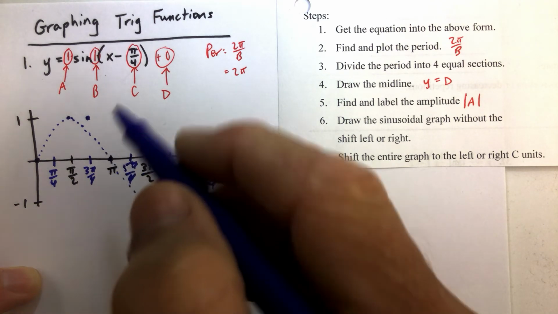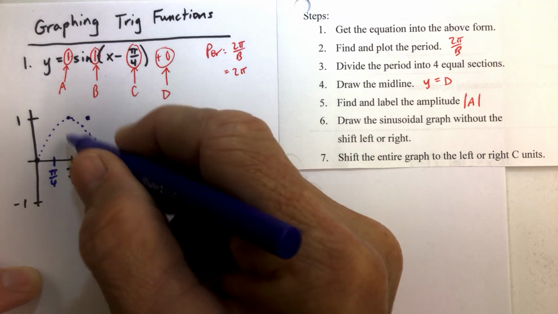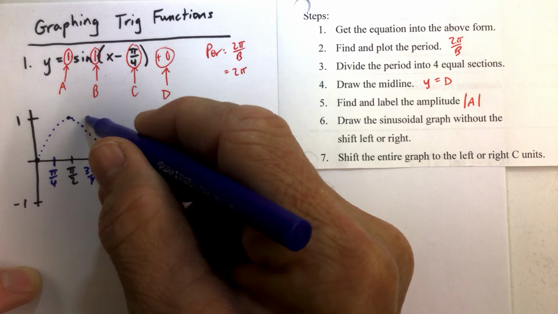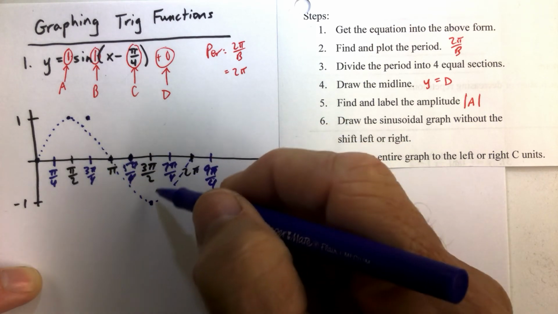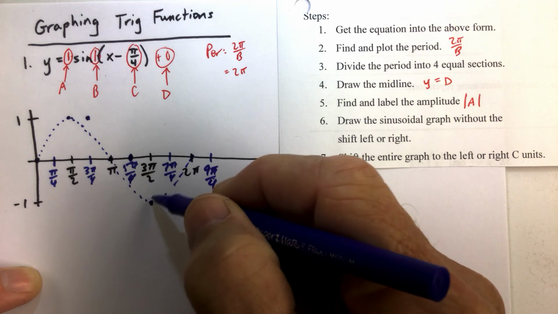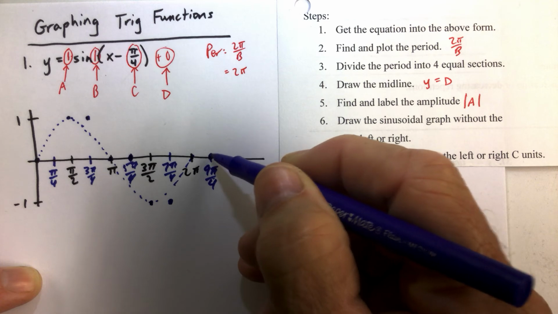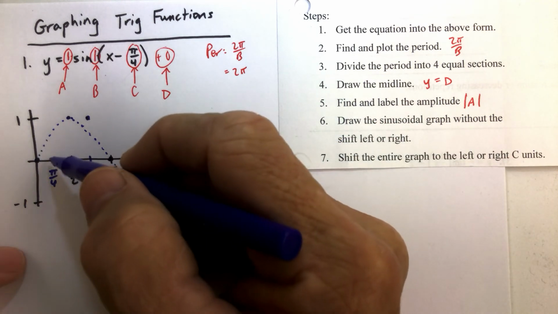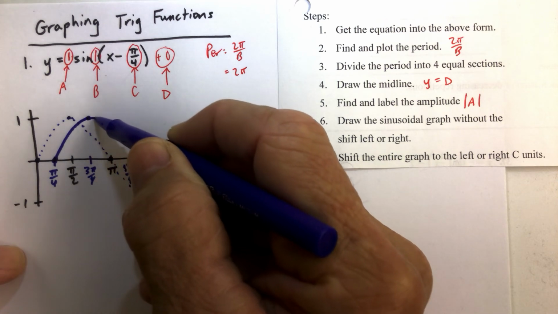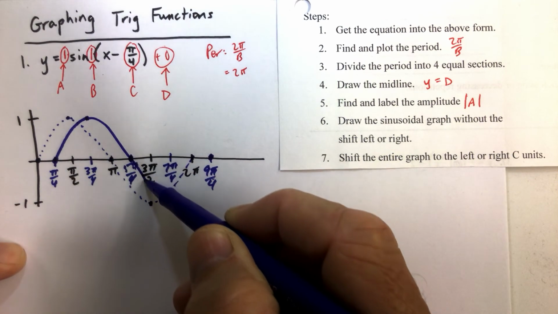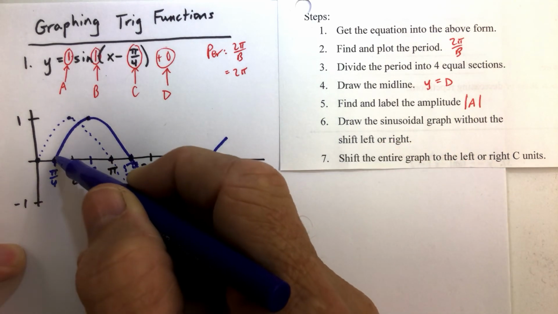Now if we label those, it makes it a lot easier. So the point pi over 2, 1 becomes 3 pi over 4, 1. Pi, 0 becomes 5 pi over 4, 0. 3 pi over 2, negative 1 becomes 7 pi over 4, negative 1. So all these points are going to move to the right pi over 4 radians. And then we just draw the sinusoidal graph through those 5 points.